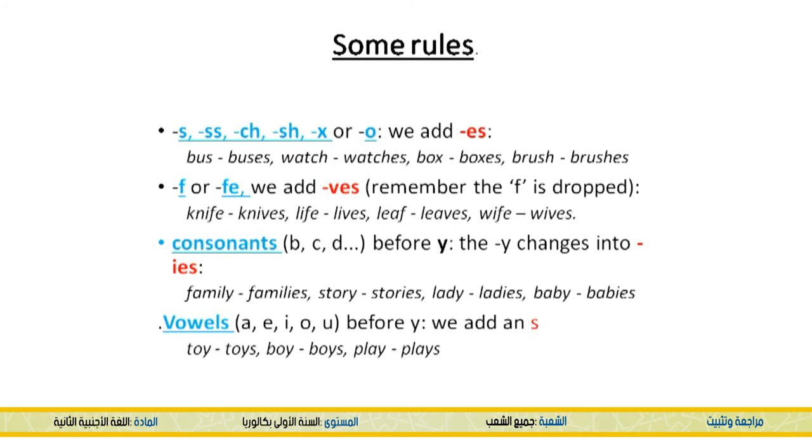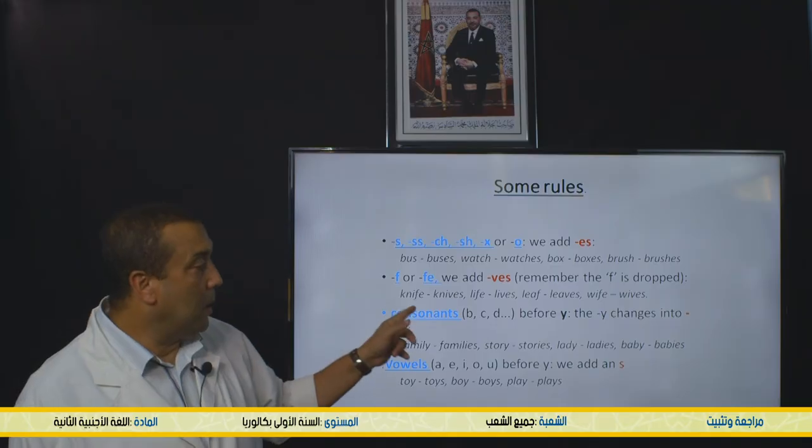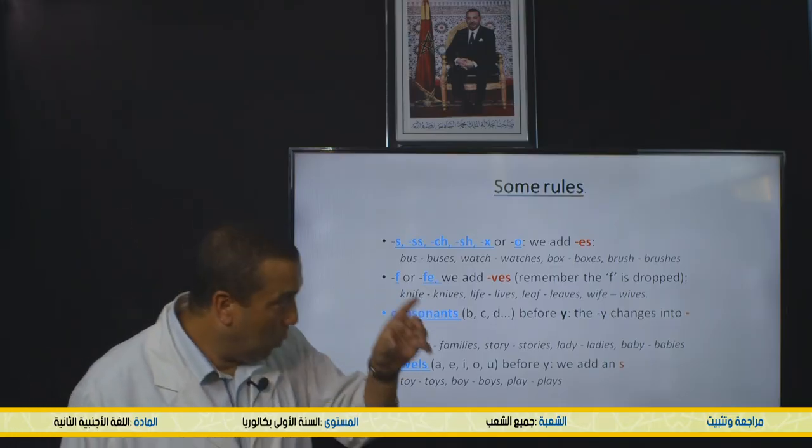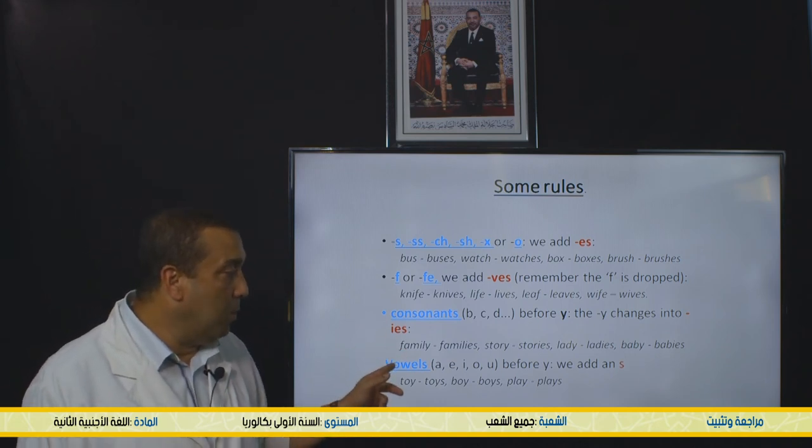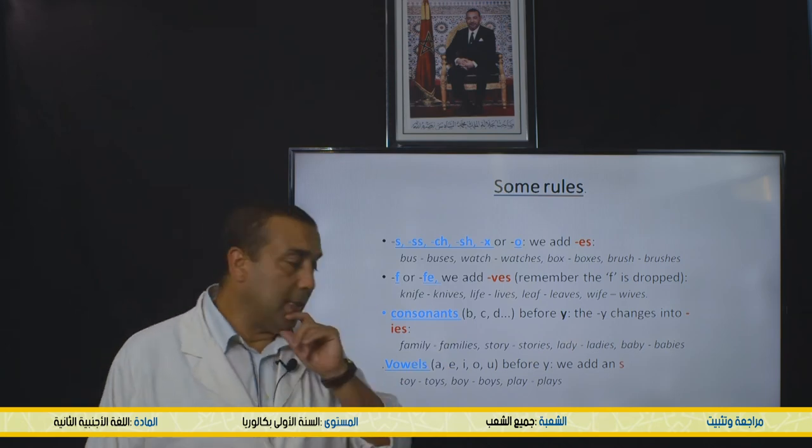I'm going to repeat. Regular plural forms, we add an S. Irregular plural forms, we have a number of them. S, double S, CH, SH, X, or L, we add ES. F or FE, we add VES. Consonants before the Y, we, of course, change it into IES. And vowel before the Y, we add an S.